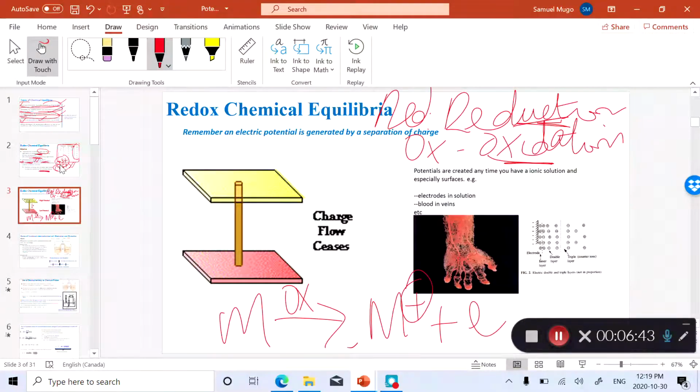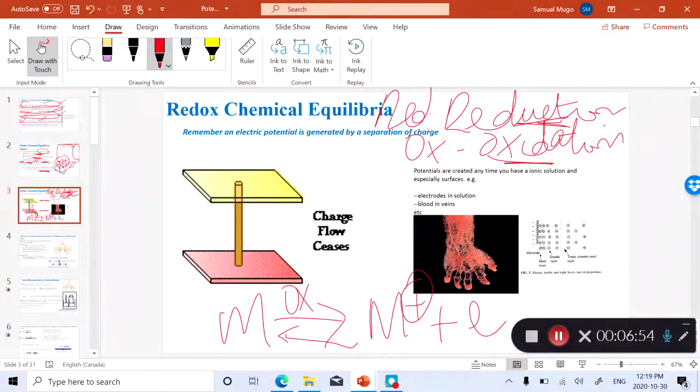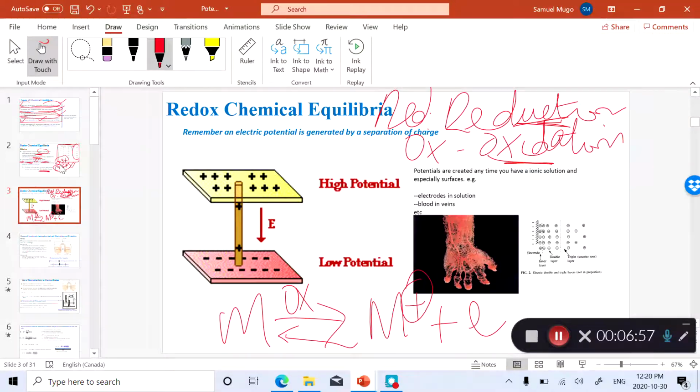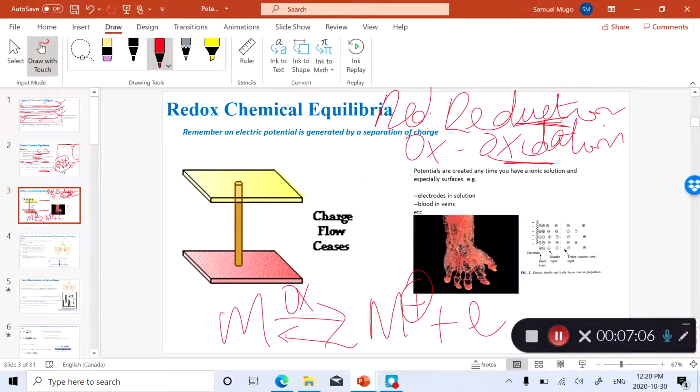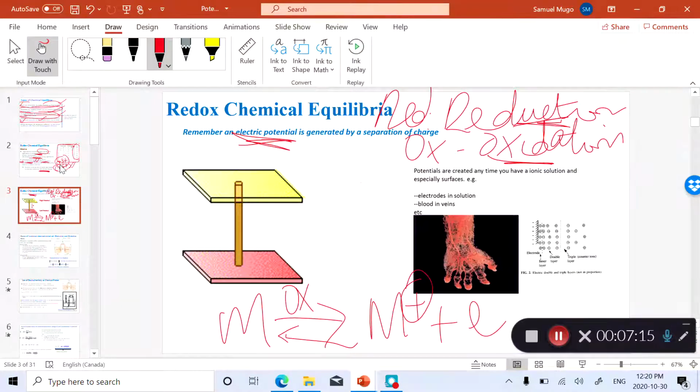And of course, the reverse is going to be reduction. All right, so redox equilibria refers to these kinds of reactions that undergo reduction and oxidation. Now, you're going to see that we'll be measuring voltages, because anytime you've got this transfer of electrons, you've got voltage that is induced. And sometimes we call voltage electric potential.